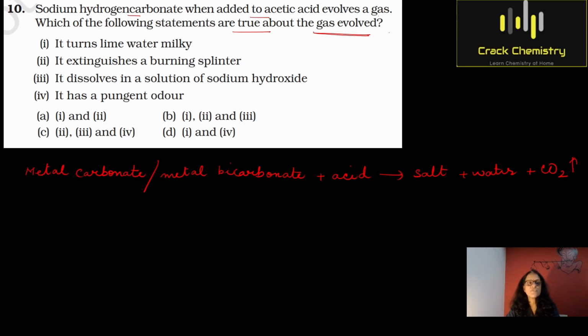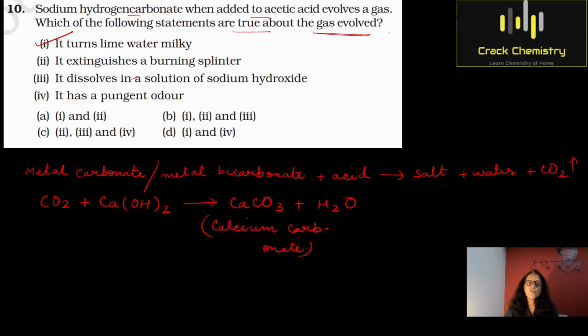Now we will consider the given options one by one. So option one is that it turns lime water milky. It's a correct statement because when CO2 is passed to lime water, it turns milky due to the formation of calcium carbonate, which is insoluble in water. I'll write the reaction involved also here. So lime water turns milky here because of the formation of calcium carbonate, which is insoluble. Being insoluble, it will make the solution turbid. So first option is the correct option.